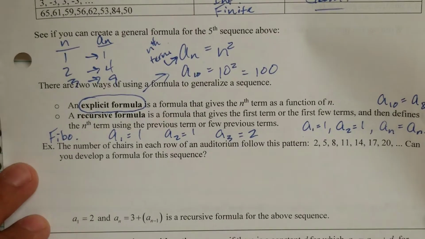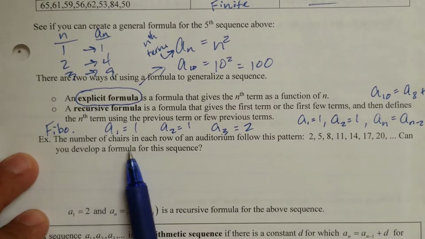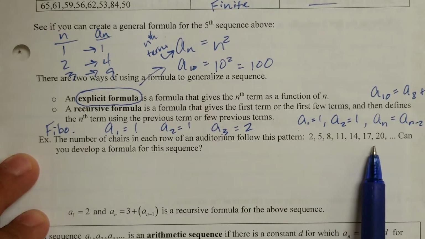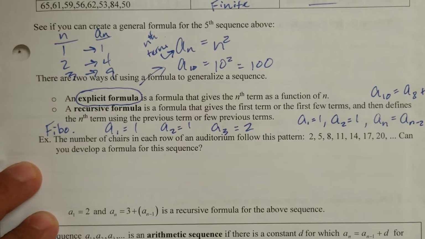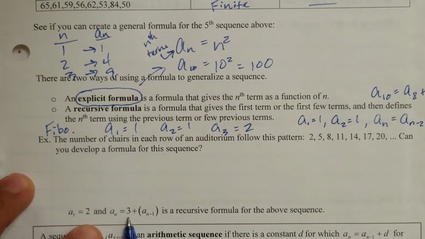Look at the example here. The number of chairs in each row of an auditorium follows the pattern 2, 5, 8, 11, 14, 17, 20, and so on. Can you develop a formula for this sequence? Okay, so here's the recursive formula like we just talked about. The first term is 2. It's given to you. And then you can give a formula saying that we're going to add 3 plus the previous term to get each term. So that would be the recursive formula for that problem.